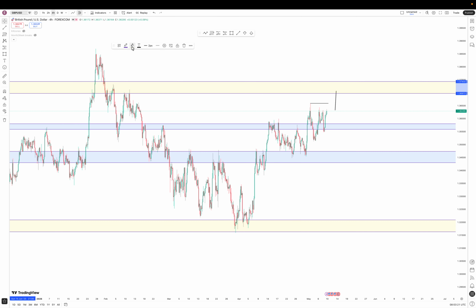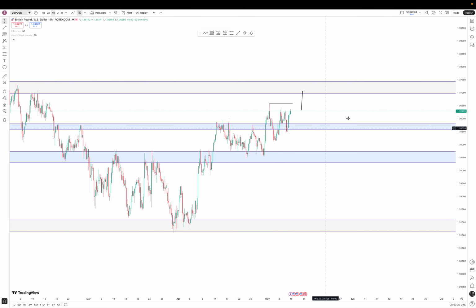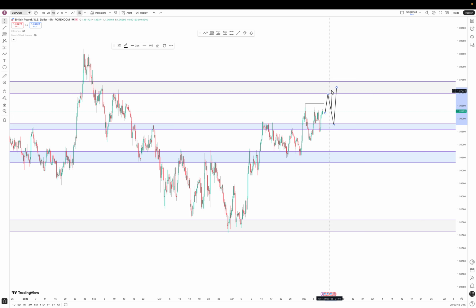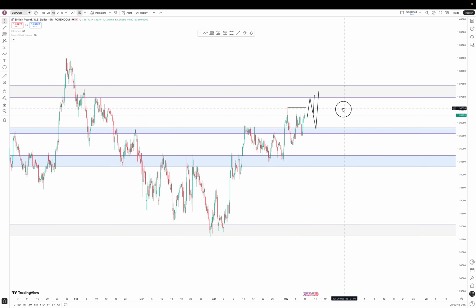Yeah. Let me change this back. So we should just be expecting a break to the upside, then a retest, take the market back. That should just be it. And this zone, you should watch out closely for this zone. This is a strong daily zone.